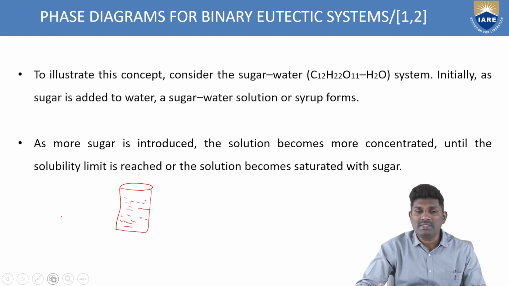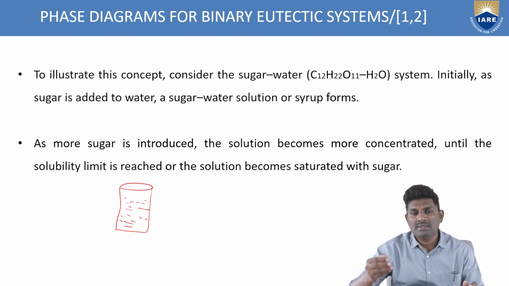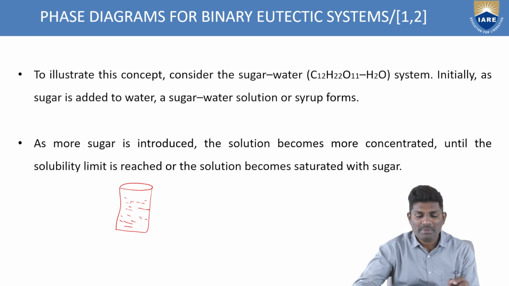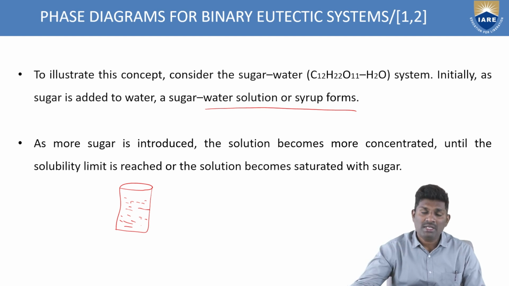The initial liquid, the water, is slowly changing its density. The thickness of the water is increased because of the sugar we are adding. A water solution or some syrup is formed because we are adding sugar into the water. Now, as more sugar is introduced, the solution becomes more concentrated. It is still becoming more concentrated because of the addition of sugar into this water. The concentration is becoming very, very high until the solubility limit.